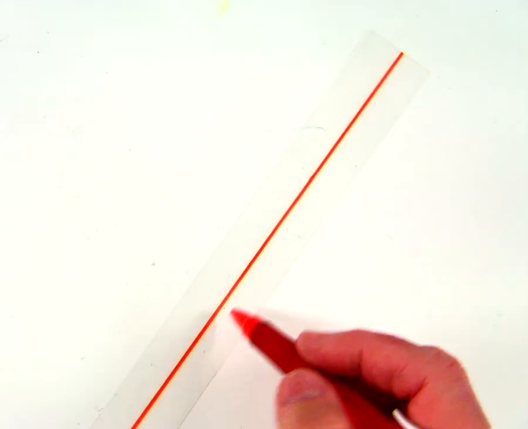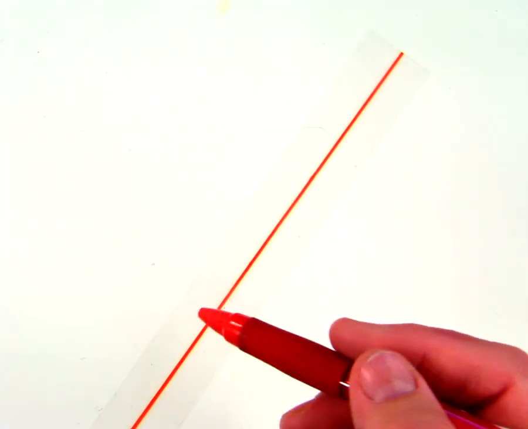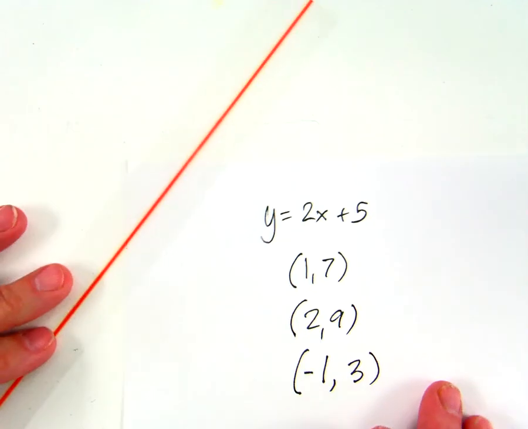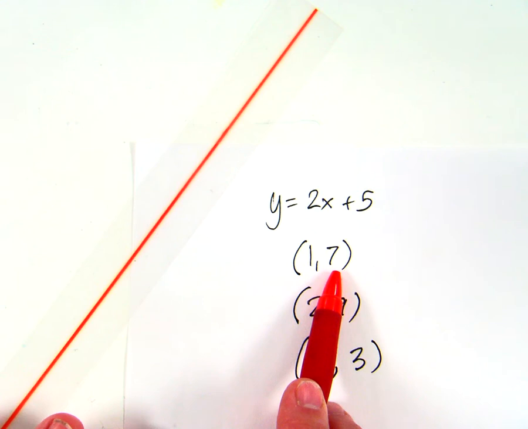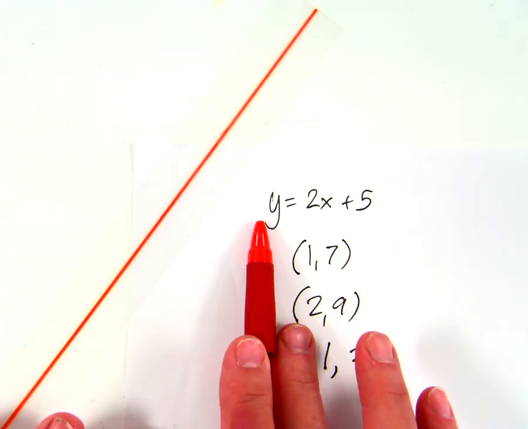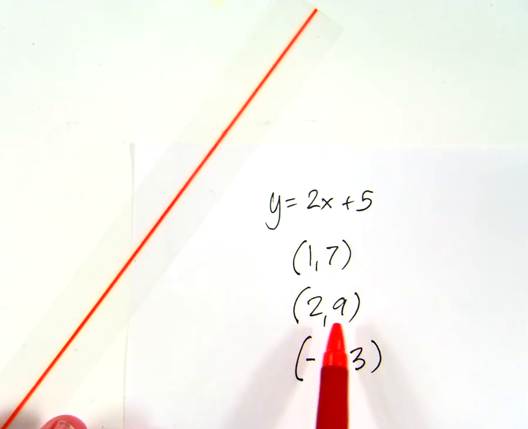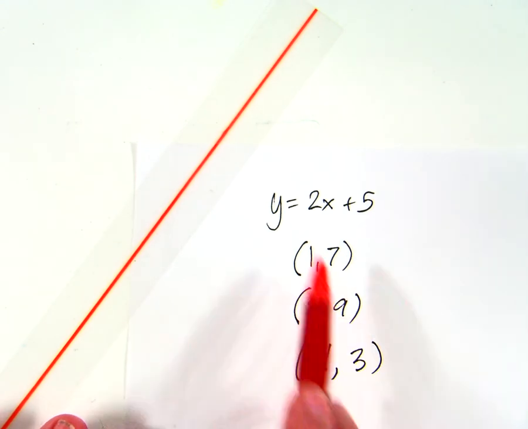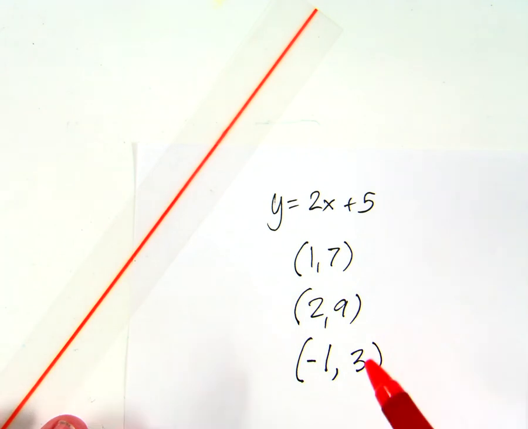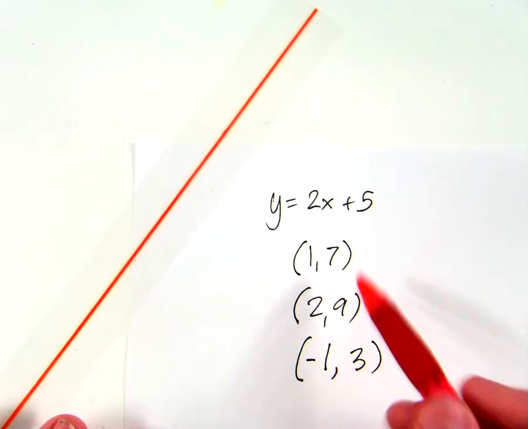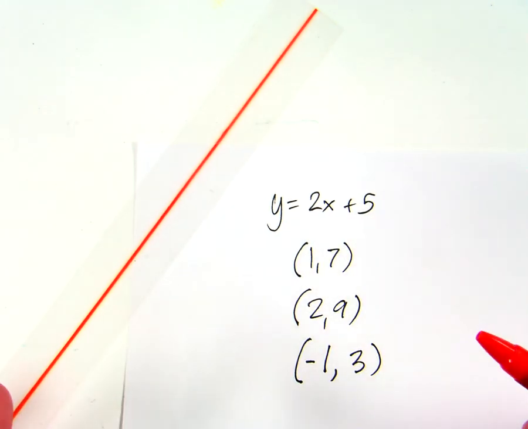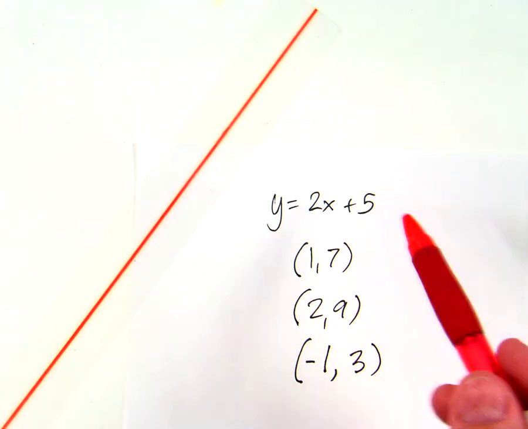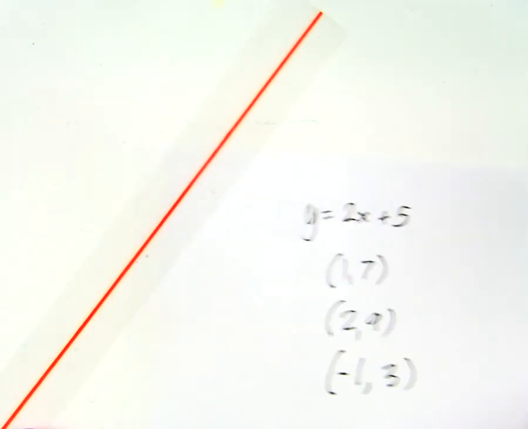Every point on this line, if you substitute it into the equation, you'll get something that's true. So for example, if this equation is y equals 2x plus 5, you plug in 1, 7, substitute in the 1 for x, the 7 for y, you will get 7 equals 7, and it'll be true. You substitute in 2 and 9, you'll get 9 equals 9, it'll be true. Negative 1 for x, 3 for y, you'll get 3 equals 2 times negative 1 plus 5, which is 3 equals 3. For every point on the line, the equation is true. Okay, you already knew that.